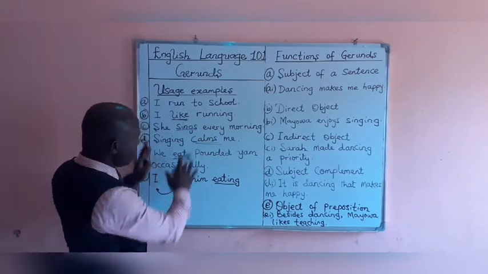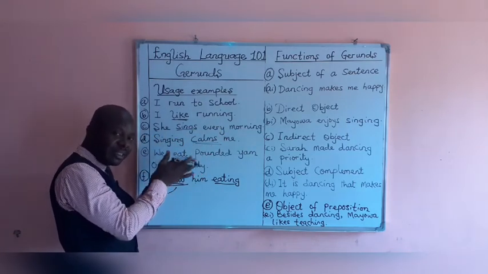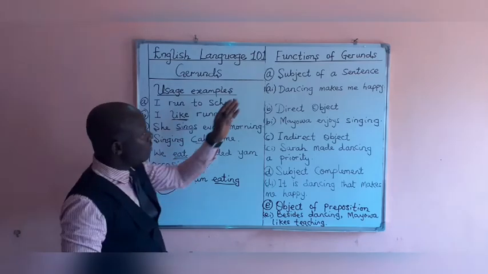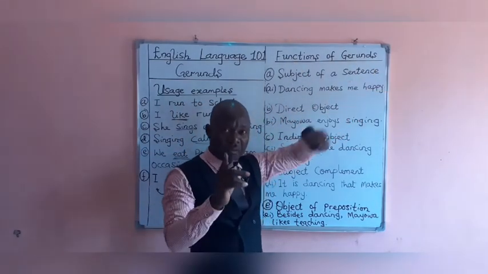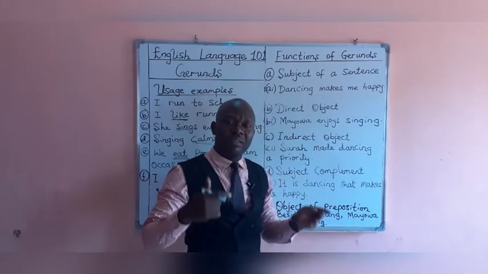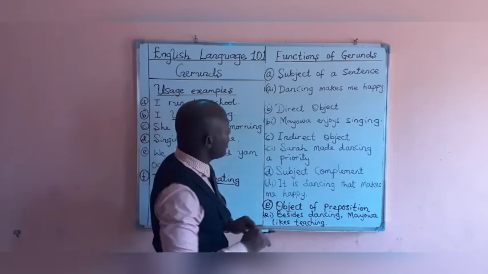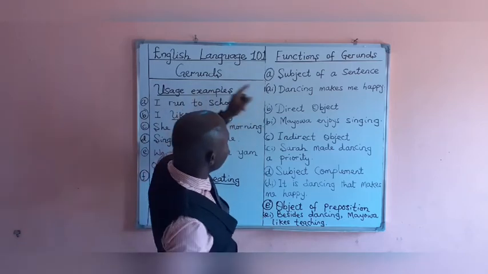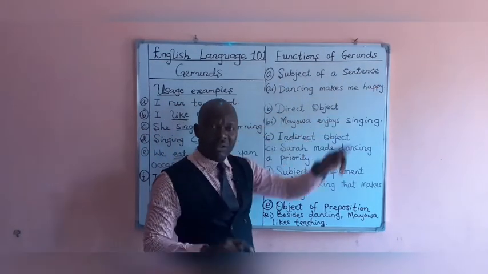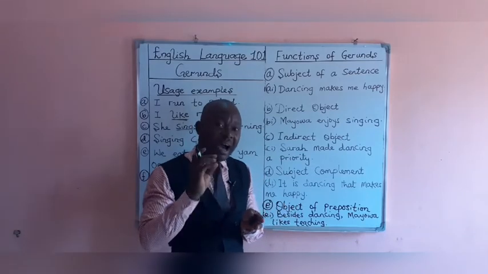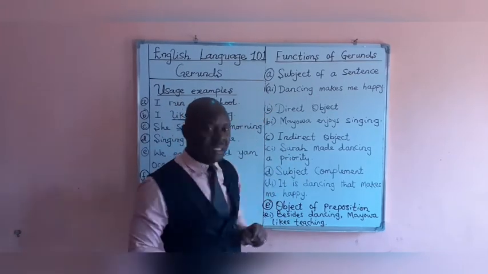Okay, now that we have been able to identify gerunds in sentences, let's go to the next part, which talks about functions of gerunds. Remember, we said gerunds function as nouns. Okay, let's look at the functions now. A says subject of a sentence. When does a gerund function as the subject of a sentence? We have A1 giving us an example of that.